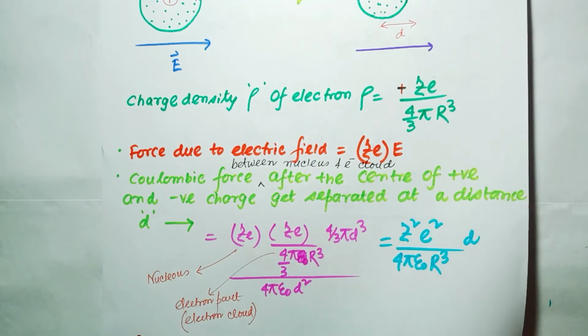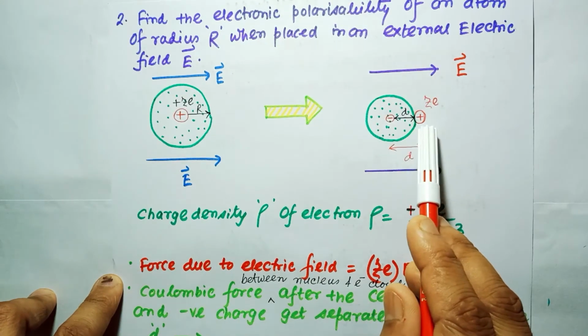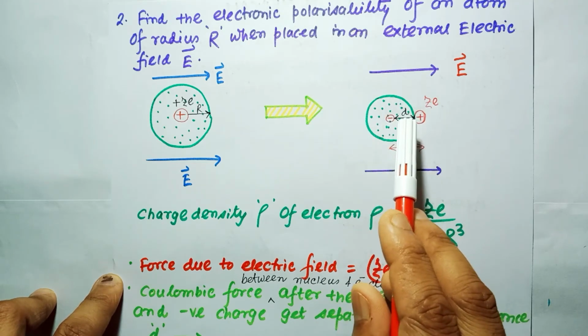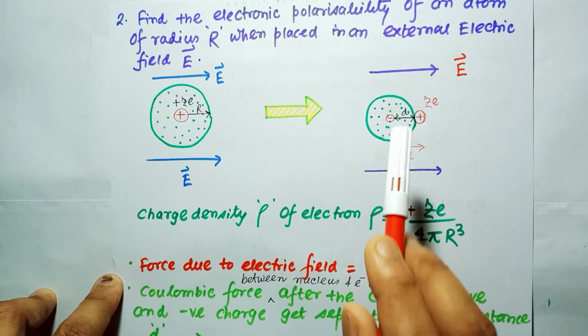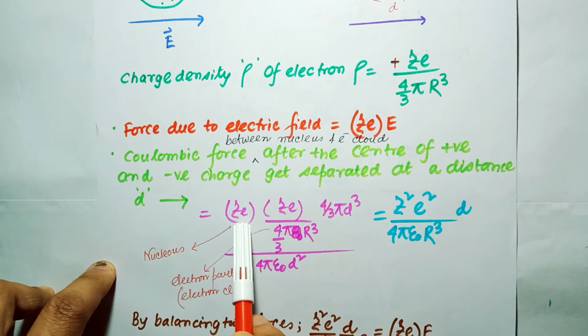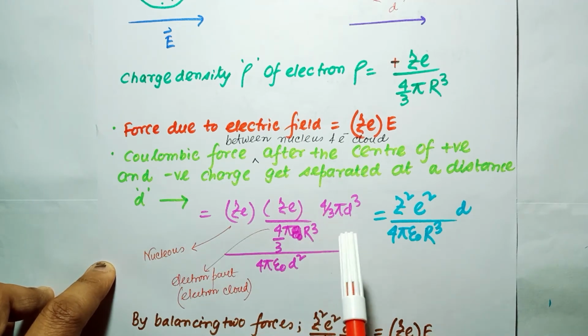You can see from the figure, this is the newly positioned positively charged nucleus here, and this is the negatively charged electron cloud, and this is the center of the electron cloud. The distance between them is small d. So then the Coulombic force, what will it be? Ze, this is the charge of the nucleus. Now I need to find the charge of the electron cloud.